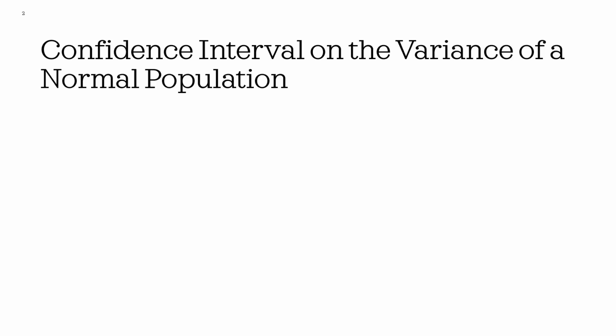Here, we want to define a confidence interval on the variance of a normal population. So, our goal is to find lower and upper bounds so that the probability of the population variance being between these bounds is 1 minus alpha. Please note that here we are exclusively talking about working with samples from normal populations.